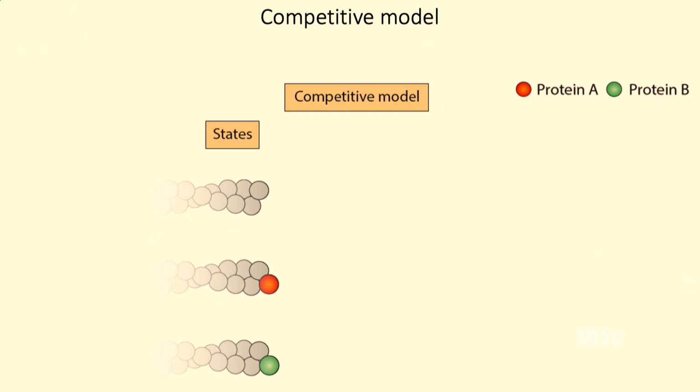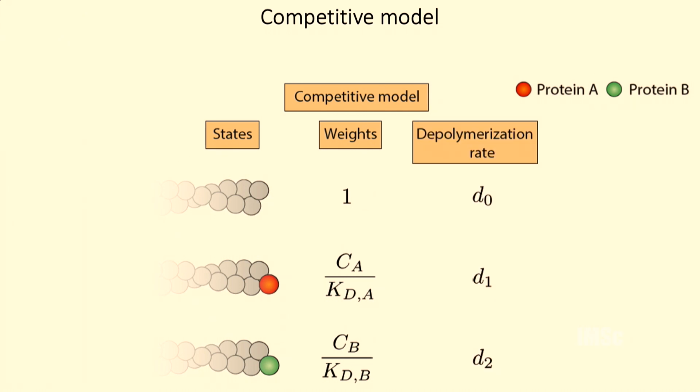Now, the competitive model essentially looks like this. You have three different states. Either the filament is bare, or it binds protein A or protein B with these different weights, right? And the corresponding depolymerization rates. Now you see for every protein pair, we already know these rates and the KDs because we have already characterized them through the single protein assays. Since we know that, we can actually make predictions about what's going to happen if I add both the proteins and tune the concentration of one of those proteins.